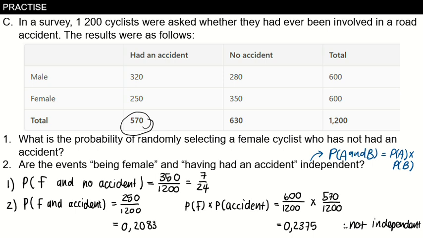Because the probability of the two events occurring at the same time, the and, is not equal to the probability of these two events being multiplied with one another. So it doesn't follow the rule for independent events, so they are not independent.